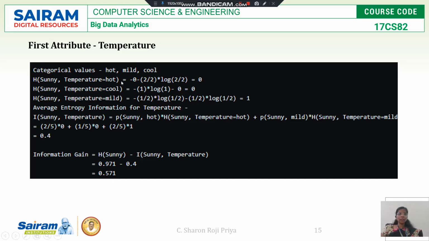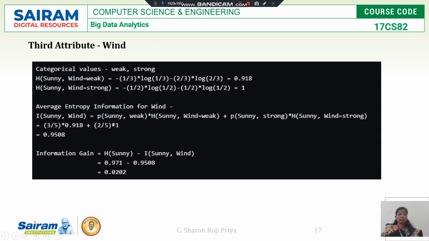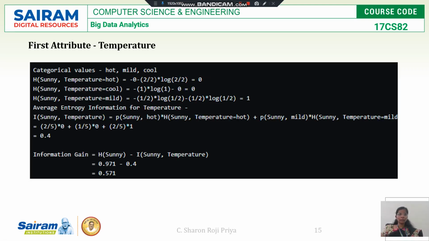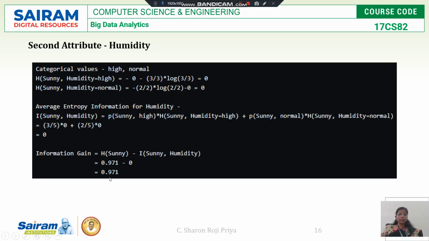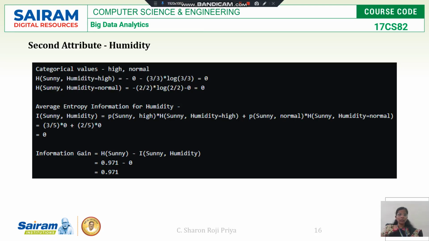Calculate the information gain. Similarly, for the next attributes, humidity and wind, you have to calculate. Check this denominator: 3 by 5 into 0, then 2 by 5 into 0. Right? Next is wind. Now you can check the information gain for all these attributes. First is temperature 0.5, next is 0.9 for humidity and 0.02 for wind. Which is the highest one? 0.9 is the highest one, which belongs to the attribute humidity.